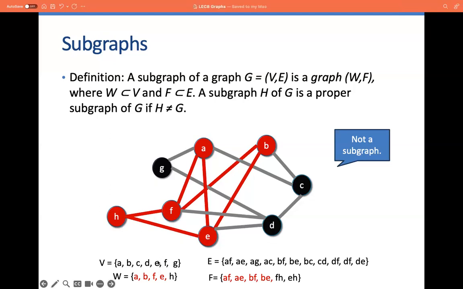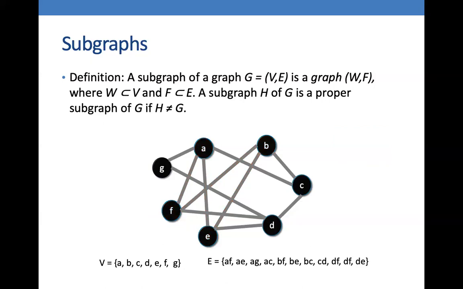But if we look at the original graph, this H is actually not part of it. We can also see it here: the vertices of the original graph are only A, B until G, but not H. And we can also see that FH and EH are not part of the edges of the original graph. Since W is not a subset of V and F is not a subset of E, we can say that this is not a subgraph.